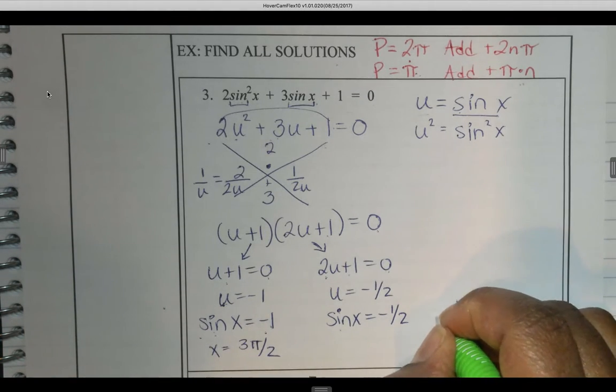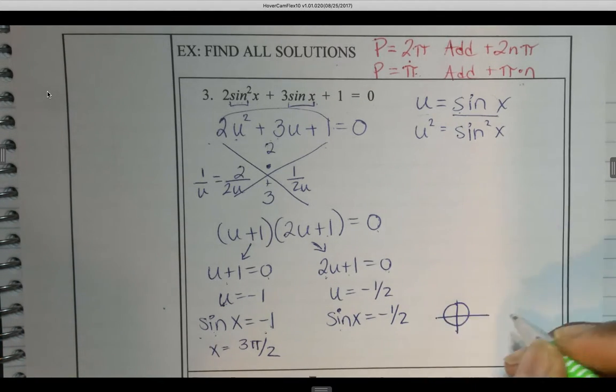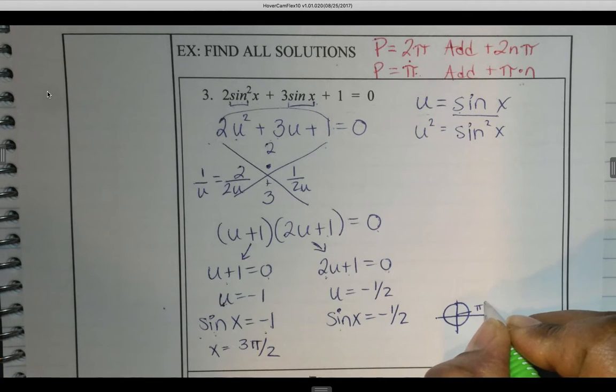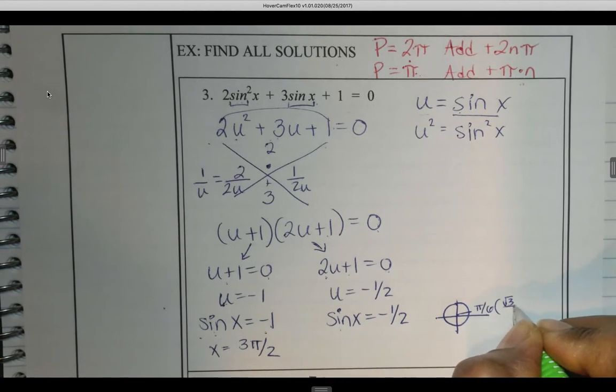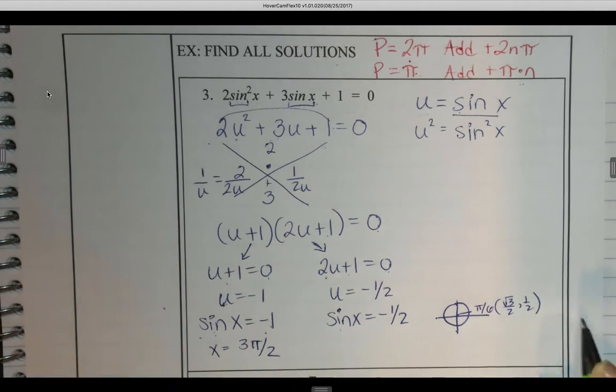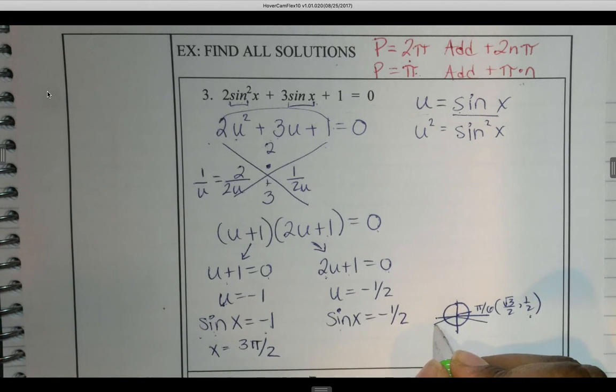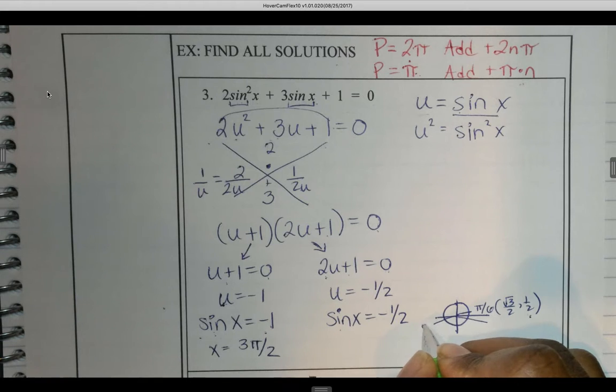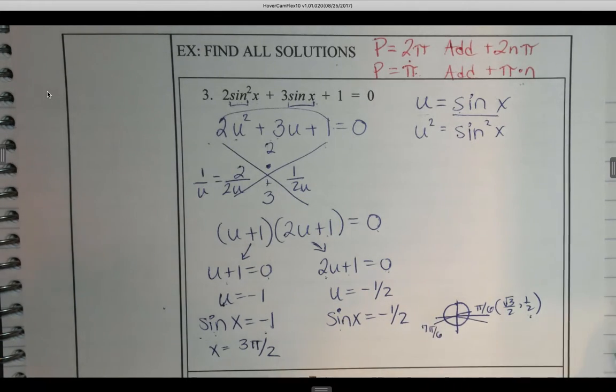So I go to my unit circle and I say, well, I know in quadrant 1, at pi over 6, sine is 1/2. I don't want positive 1/2 for sine, I want negative. So I need to use this as my reference angle, pi over 6, and go in the third and fourth quadrant and find my answers. So in the third quadrant, I'm pi over 6 below the x-axis, so that'll be 7 pi over 6 is one of my answers.